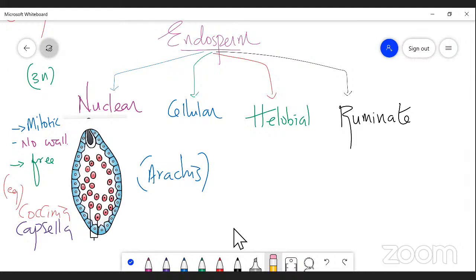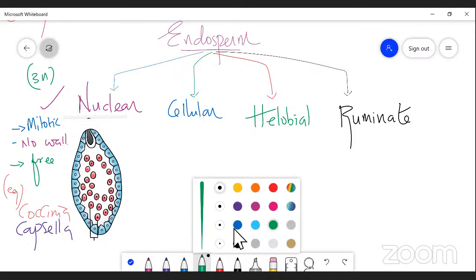Simply, nuclear endosperm is a type of endosperm in which the primary endosperm nucleus undergoes several mitotic cell divisions to form a number of nuclei, but without formation of wall. Hence, all the nuclei are freely floating inside. So this is called a nuclear endosperm, right? Next we move to the next topic, that is cellular endosperm.